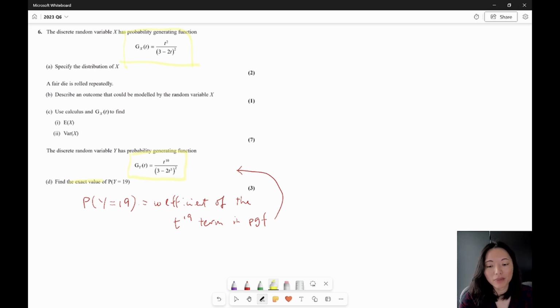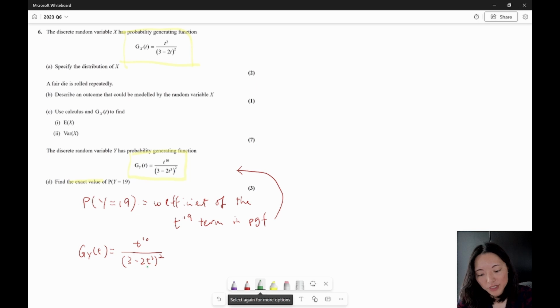Why don't we try and write a probability generating function of y in terms of the probability generating function of x and also the dummy variable t? Probability generating function of y, t to the 10 over 3 minus 2t cubed squared. Comparing this to the probability generating function of x, it looks like instead of t here, we've got t cubed. And instead of t squared here, we've got t to the power 10. So why don't we put t cubed in the probability generating function of x and see what happens?